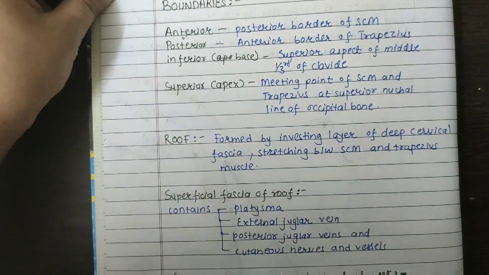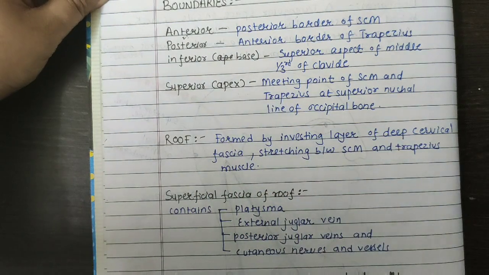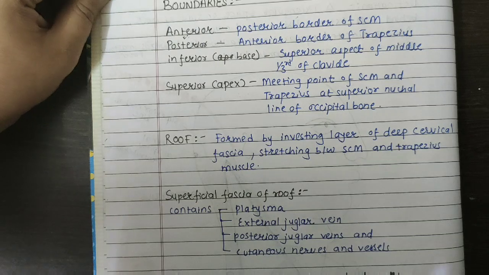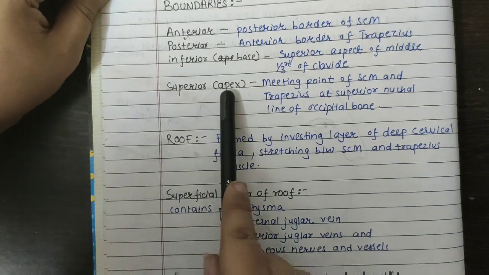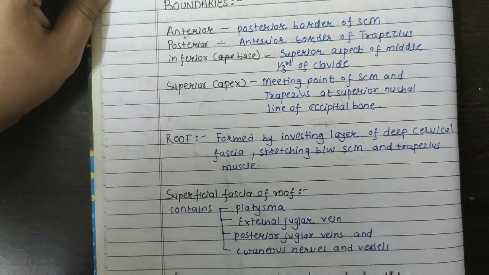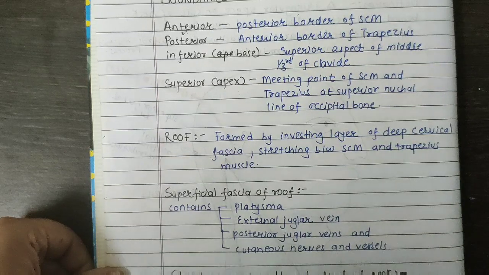Now coming on to the inferior. The inferior boundary is the superior aspect of the middle one-third of the clavicle. The base is directed towards the clavicle as already said. The apex is वहाँ पे है जहाँ पे दोनों sternocleidomastoid और trapezius muscle मिलते हैं. तो दोनों muscle जहाँ मिलते हैं वहाँ पे हमारा superior या apex है.